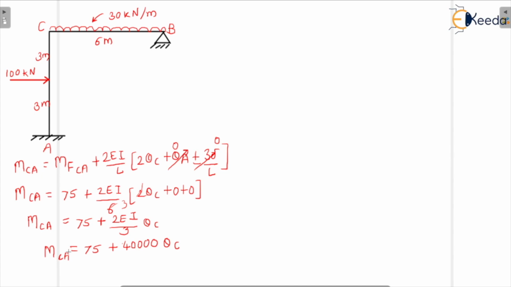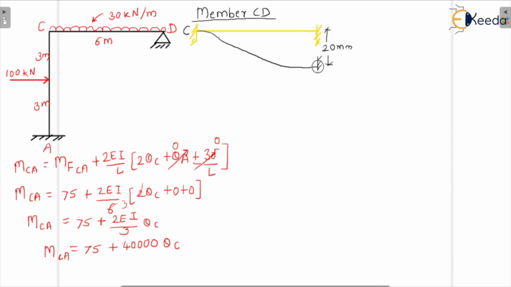Now we know that there is a settlement at support D. Let us call it D. Now member CD, let's see member CD. So this is member C and member D, and it is having a settlement of 20 millimeter. So this is equal to delta D.